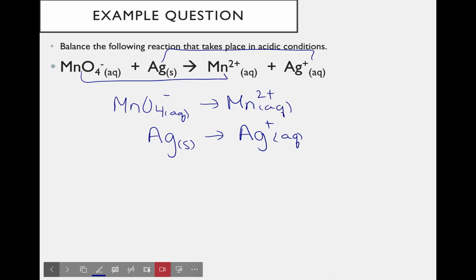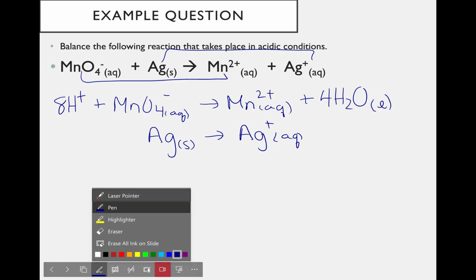From here, your first thing you want to do is balance anything other than oxygen or hydrogen. We have one Mn on each side, so we can move on. The next step is to add in water to balance out the oxygen. So you have 4 oxygen on the left, so we'll add in 4 water molecules on the right. Now adding in water introduces hydrogen, so we want to balance that out by adding in 8 hydrogen ions on the left. And lastly, you balance your charges.